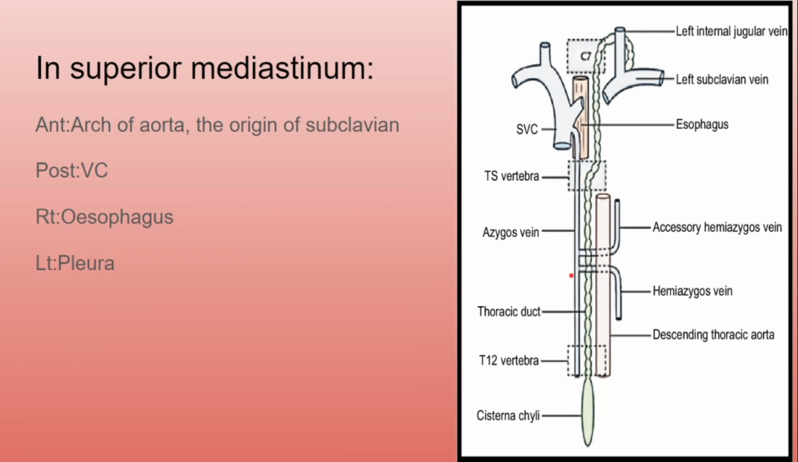Now in the superior mediastinum, look at this portion. Anteriorly there will be the arch of aorta and the origin of the subclavian vein. In the posterior there will be the vertebral column. On the right side is the esophagus, as you can see, and on the left side there will be the pleura.